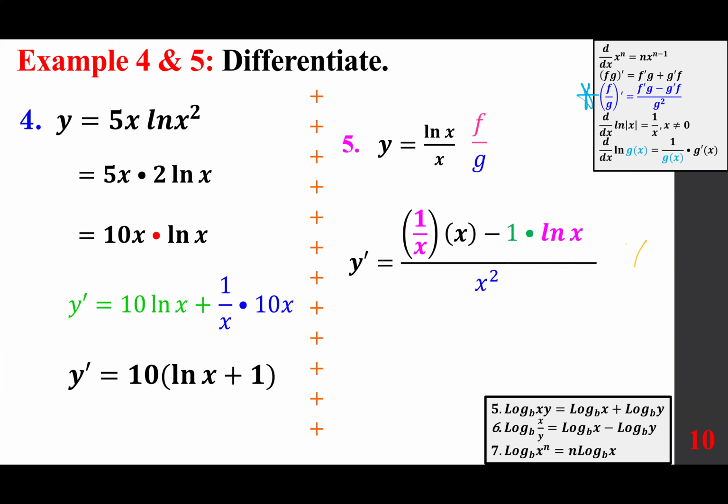I'm done with calculus here. The rest is easy. Of course, the product of these two is just 1. This doesn't change, minus ln x, and neither does the bottom. So the final answer, y prime equals 1 minus ln x over x squared for this question.